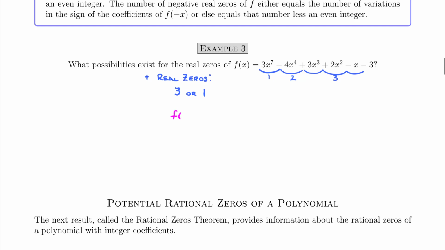When we want to look at the negative real zeros, we replace x with negative x. And we'll simplify this. If the exponent is odd, the sign changes. If the exponent is even, the sign will not change.